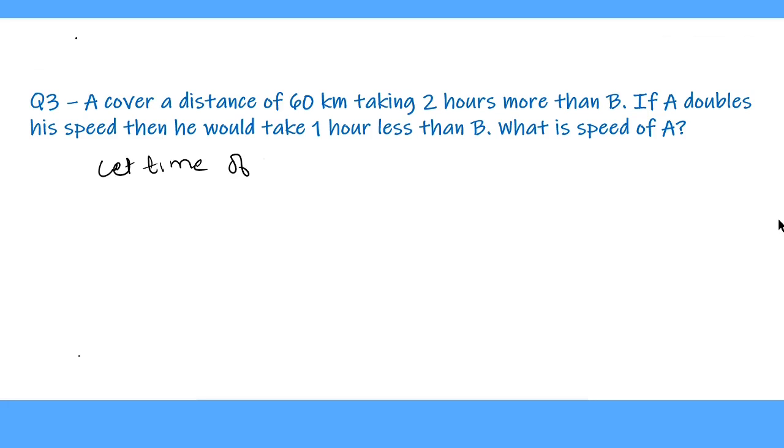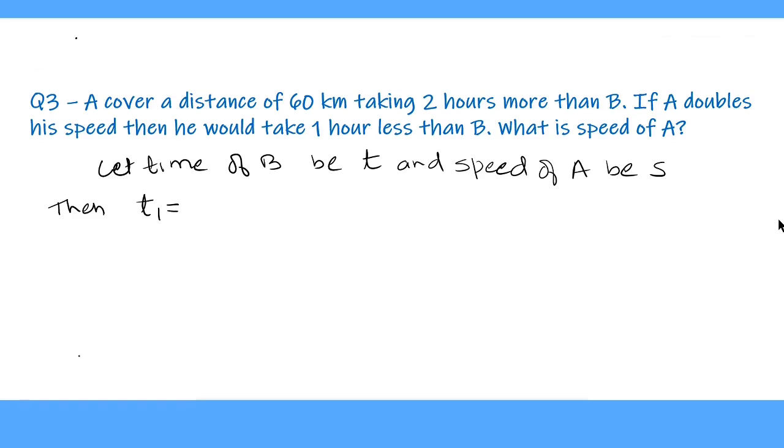Let time of B be t and speed of A be s. Time taken by A in first case, let it be t1, equal to distance upon speed, which is 60 upon s, and this time is 2 hours more than that of B, so it is t plus 2. And in second case, when the speed is doubled by A, let the time be t2, then it will be equal to 60 upon double the speed, which is 2s, and the time taken is 1 hour less than that of B. So that is equal to t minus 1.